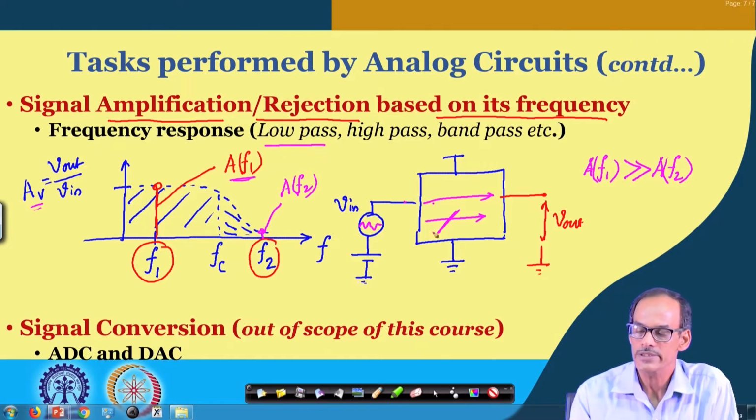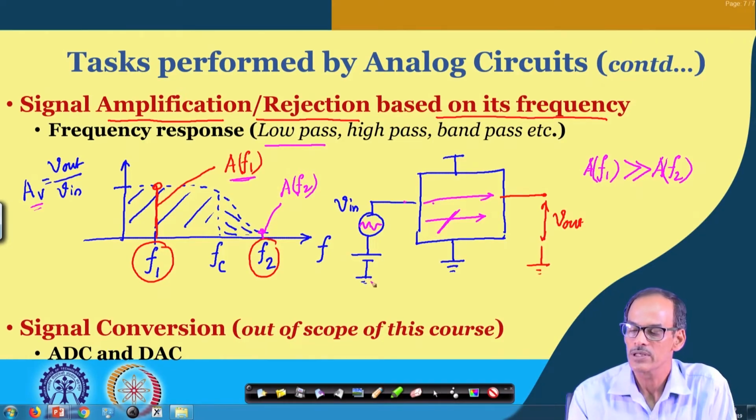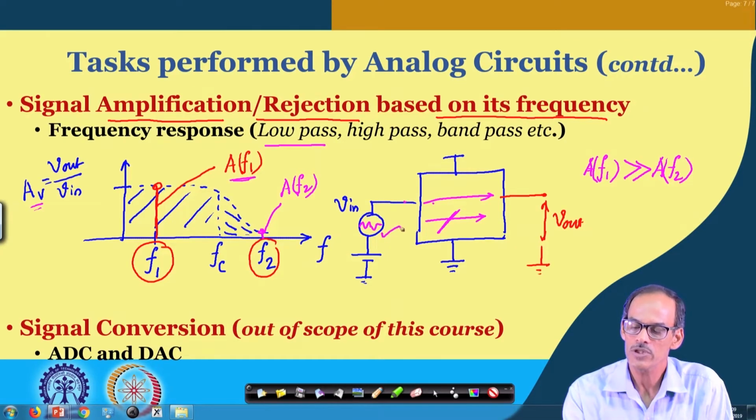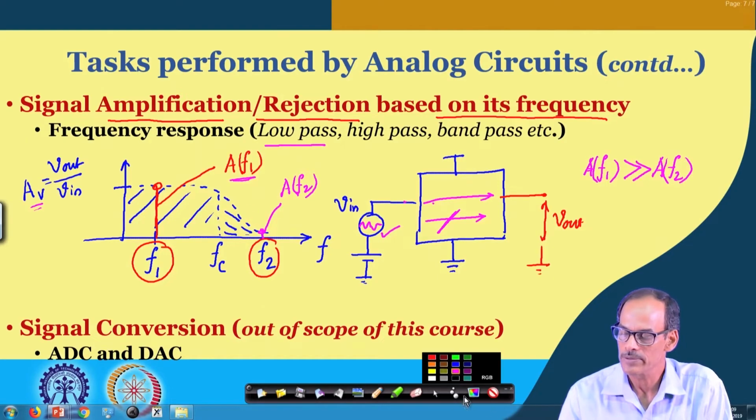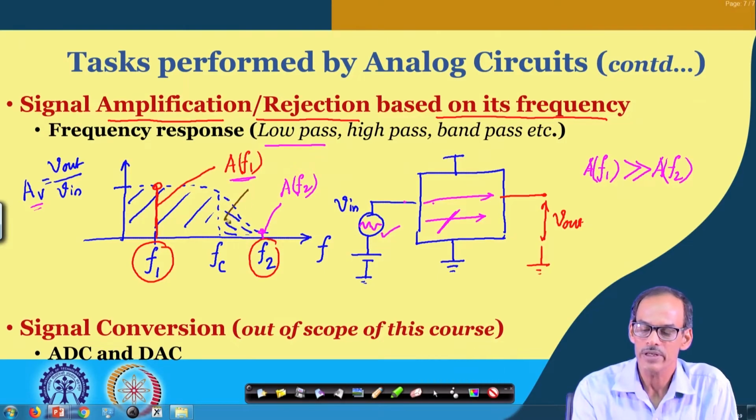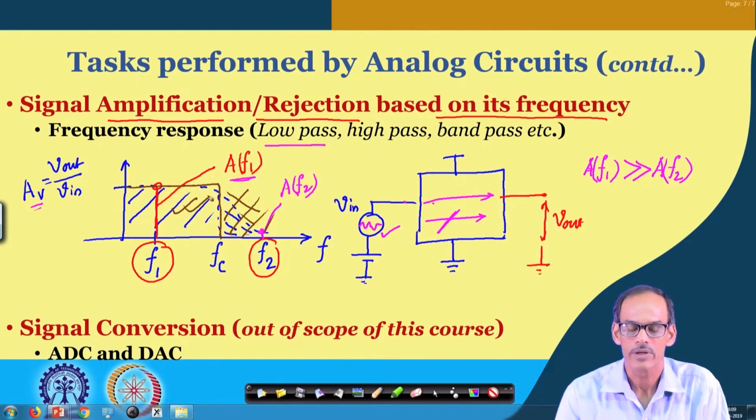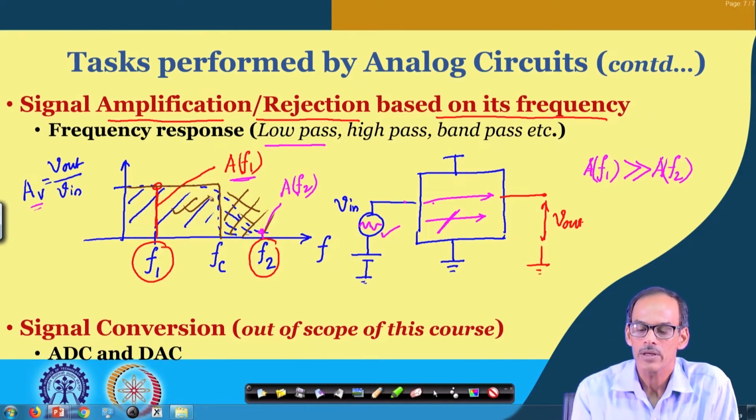So, again for signal processing purposes, this kind of circuit is commonly used, which means that based on the frequency of our interest, we may put some filtering circuit here, so that you can remove the unwanted part. So, we can simply say that this unwanted part will be rejected, and this part will be appreciated. Okay. So, this is the second task performed.